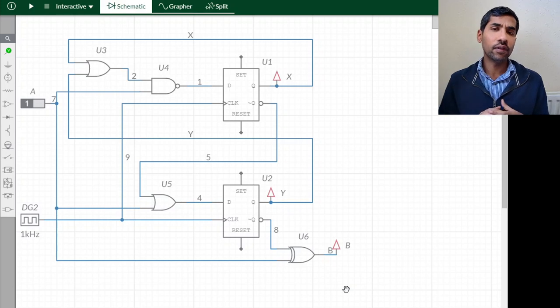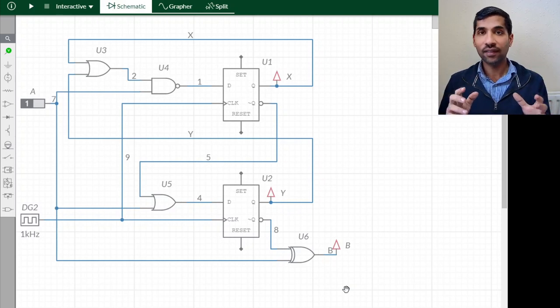Is that all right? So what we'll do in the next video is we'll try to figure out how to think about and how to analyze the circuit, how to draw a truth table for this circuit.